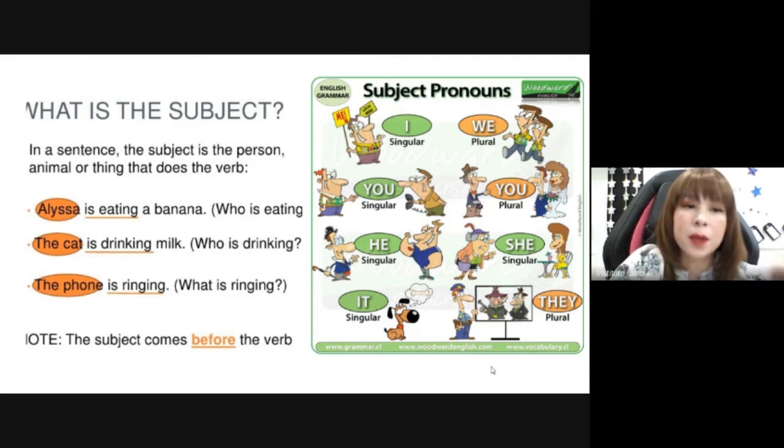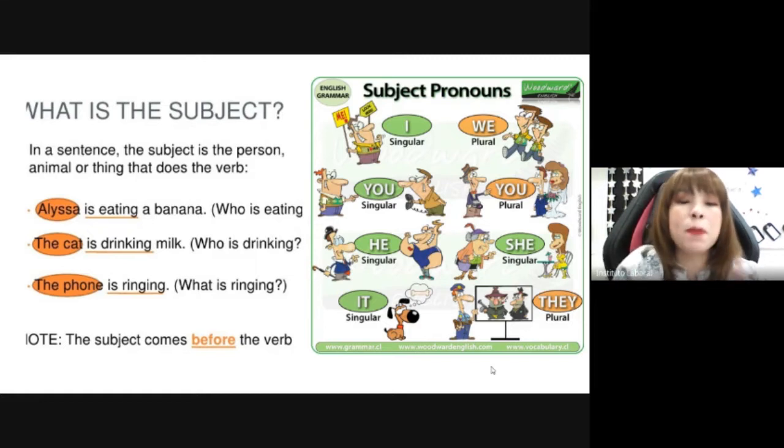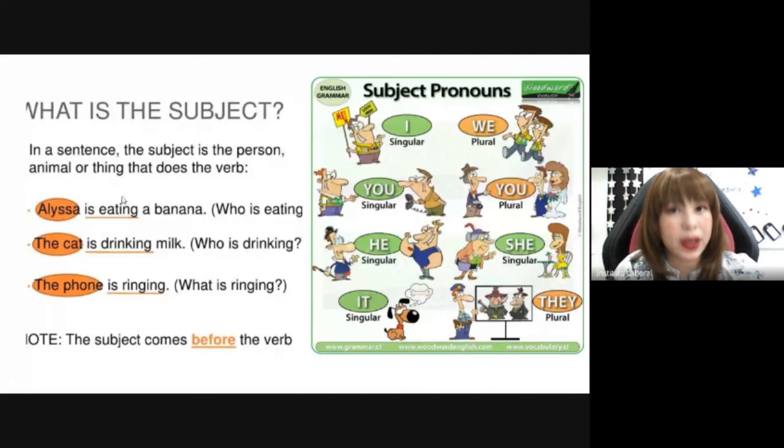Remember, a subject in a sentence is the person, the animal or thing that does the action, that does the verb. Remember, the subject comes before the verb. Check the position. When we have affirmative sentences, the subject is in the first position. So the subject is number 1 in the sentence. Then we have the verb.